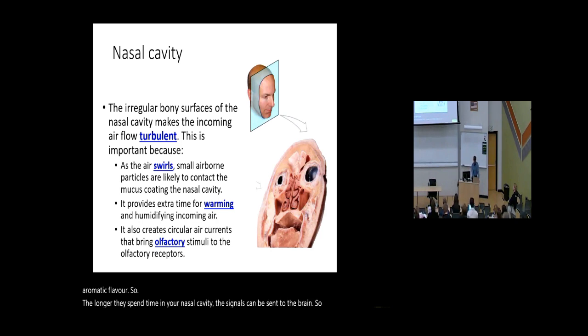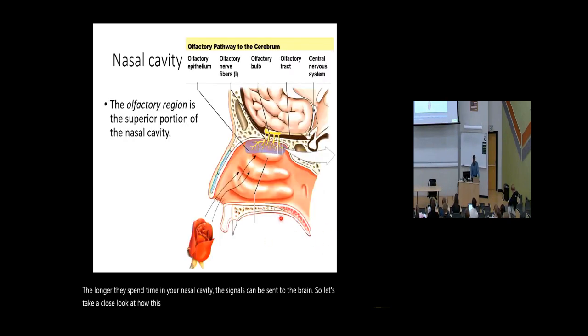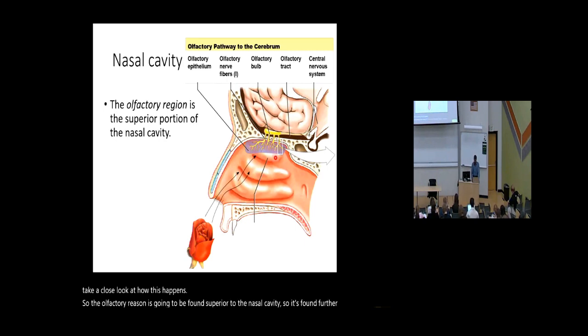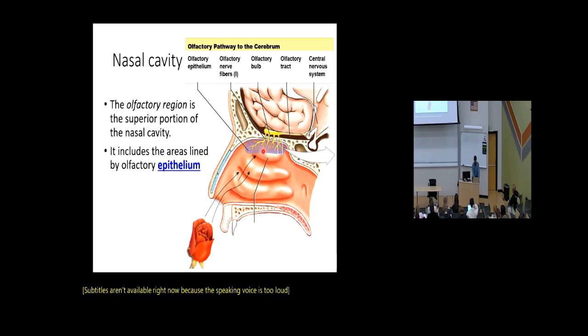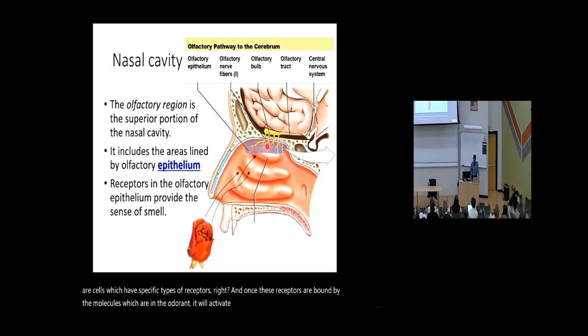So let's take a close look at how this happens. The olfactory region is going to be found superior to the nasal cavity, so it's found further up, and it's got this region known as the olfactory epithelium, right? And these olfactory epithelium are cells which have specific types of receptors, right? Once these receptors are bound by the molecules in the odorant, it will activate the nerves which are innervating the olfactory epithelium, and that will send signals eventually to the central nervous system.